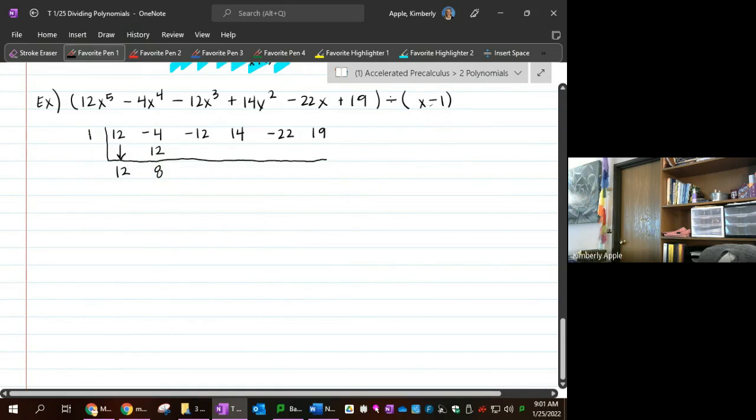Then we multiply this again. 1 times 8 is 8. We add negative 4. 1 times negative 4 is negative 4. And then we add again. 10. 1 times 10, positive 10. Add again, negative 12. 1 times negative 12, negative 12. Add again.